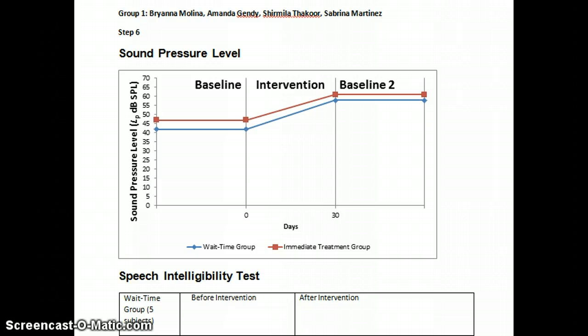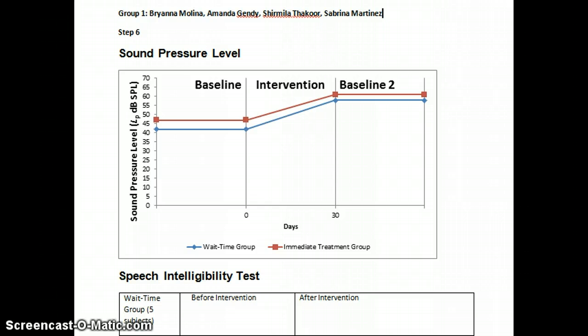So just to remind you guys, what we're doing is looking at dysarthric patients diagnosed with Parkinson's disease, and we're looking at the difference between LSVT treatment versus no LSVT treatment. We have 3 outcome measures: sound pressure level, speech intelligibility, and voice handicap index, which all go into them separately. And just so you know, we have 2 separate groups: a wait time group and an immediate treatment group.